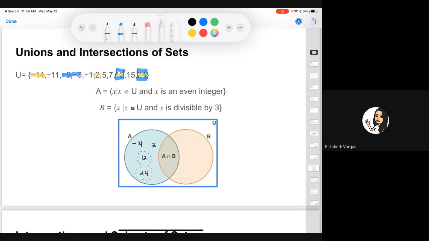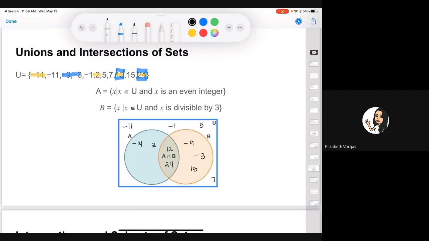That means I can go ahead and move those in the center, because those apply for both. 12 and 24 are both even numbers, and they're both divisible by 3. And then I can write my other numbers right here. Well, what you'll see is I also have numbers which are not included, which are not being highlighted. And so I would just put those on the outside. Anywhere on the outside is fine.